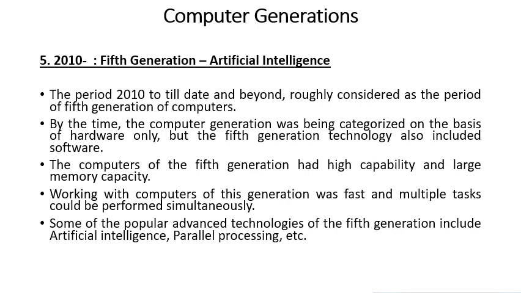So the computers of the fifth generation have high capability and large memory capacity, and working with these computers is very fast and multiple tasks can be performed simultaneously. So these are multitasking computers. They can perform a lot of tasks at the same time, and they are very fast in speed and large in capacity. Some popular technologies used in the fifth generation of computers are artificial intelligence, parallel processing, etc.